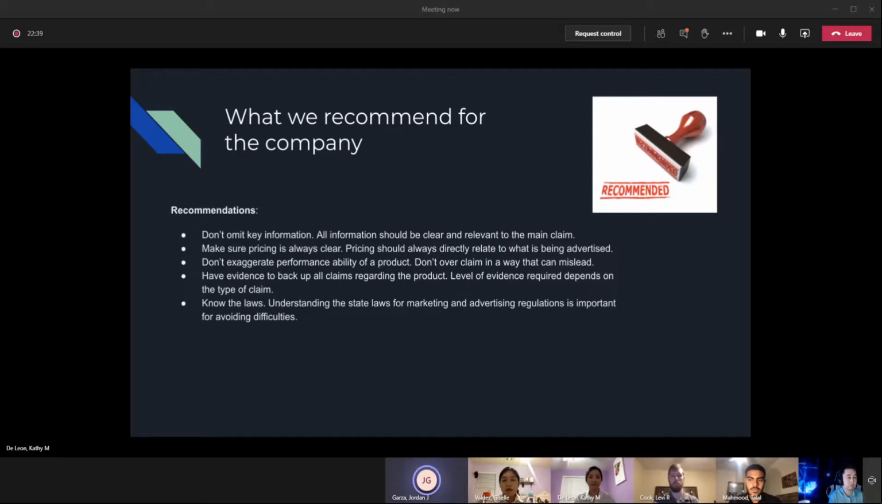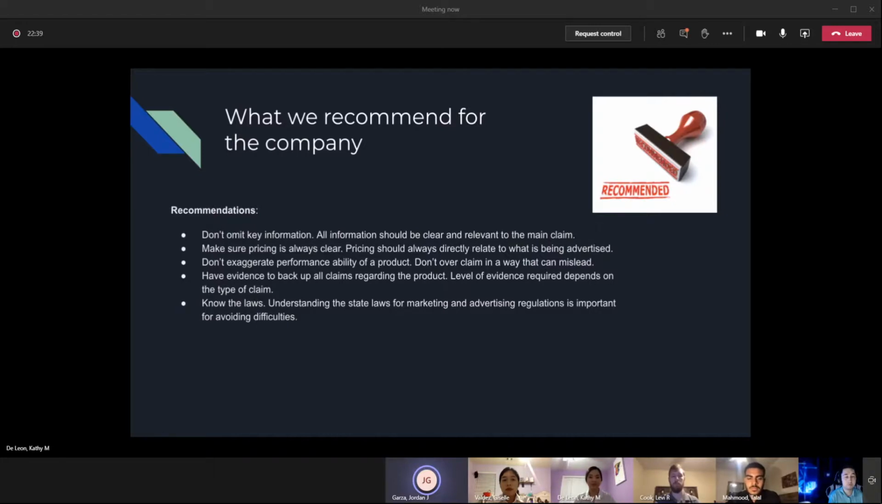We do have some recommendations for the company in order to reduce deceptive advertising, regardless of whether it's intentional or accidental. First off, don't omit key information. All information should be clear and relevant to the main claim when producing advertising. Second, make sure pricing is always clear. The main price should always directly relate to the item that is being advertised. For the third bullet point, don't exaggerate the performance ability of a product. This is basically saying don't over-exaggerate your claim in a way that somebody is going to misinterpret what you were trying to say about said product.